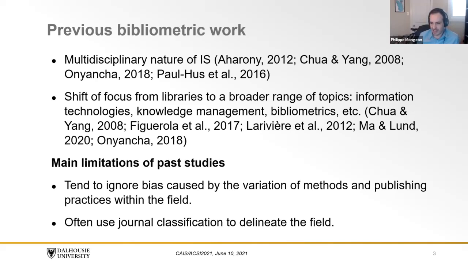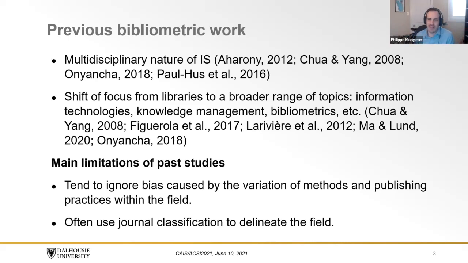And that's where I get into the main limitations of past studies. Recently I was reading yet another bibliometric study of the field, and there always seems to be the story that health, in that specific paper, and I'm not sure which one it is, was becoming one of the core topics of the field and bibliometrics.